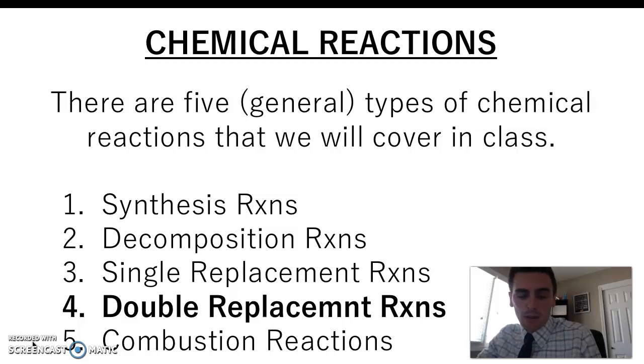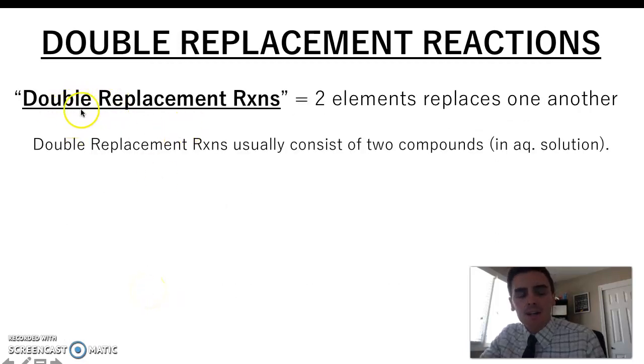In this short and sweet video, we will be covering our fourth type of reaction called a double replacement. You'll notice it's very similar to a single replacement. As you might imagine, instead of one element being replaced, we're going to have two elements that replace one another, which is why we call it the double replacement reaction. Usually, these will consist of two compounds, so AB plus CD.